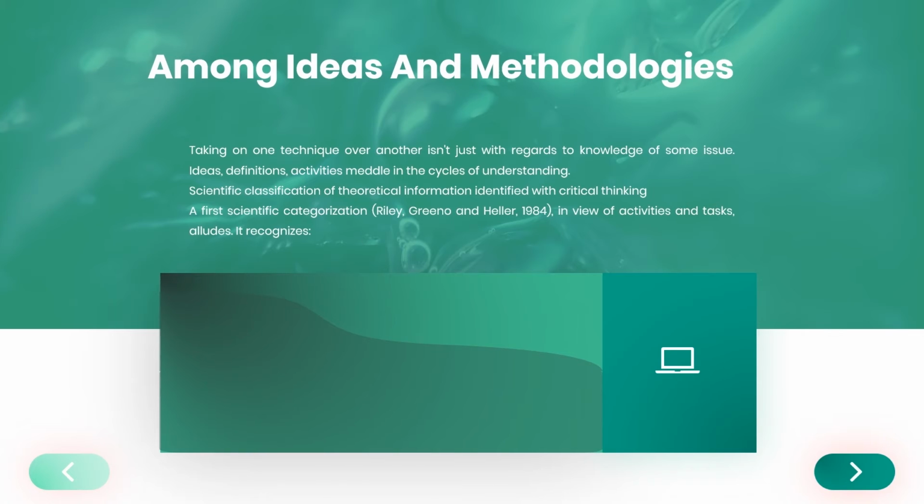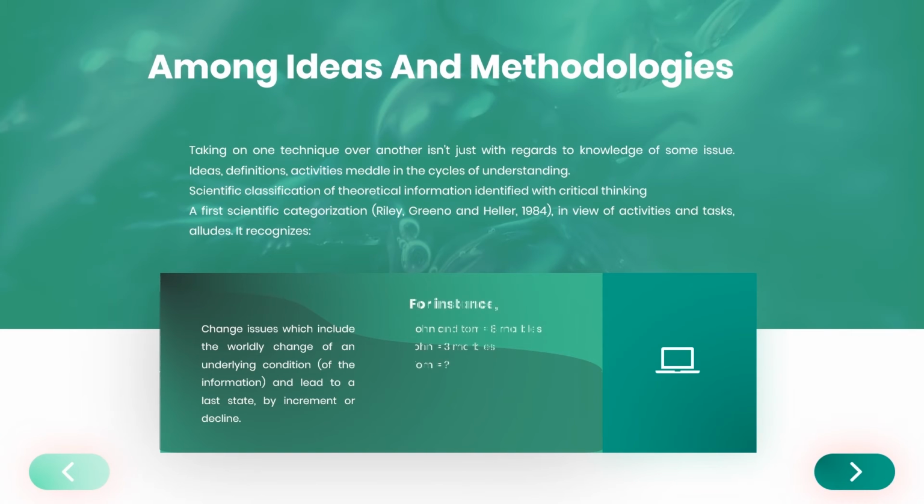Scientific classification of theoretical information identified with critical thinking. A first scientific categorization, Riley, Greenough and Heller, 1984, in view of activities and tasks, alludes. It recognizes change issues which include the worldly change of an underlying condition of the information and lead to a last state by increment or decline. For instance, John and Tom have 8 marbles together. John has 3 marbles. What number of marbles does Tom have?